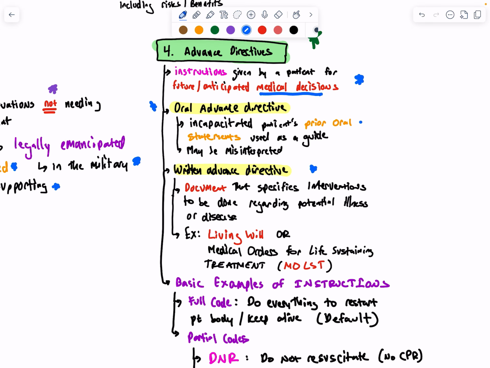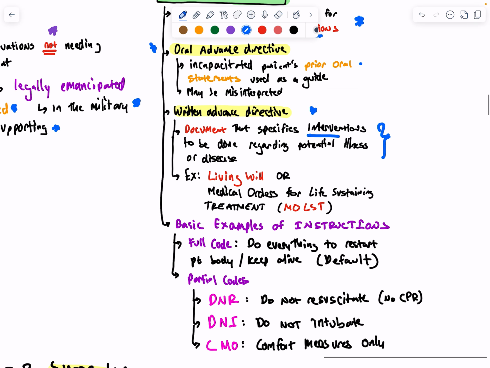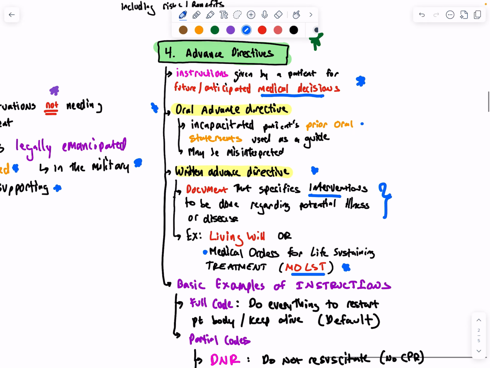Written advanced directives are documents that specify interventions to be done regarding potential illness or disease. For example, a living will is a written advanced directive, and then specific states have different documents. But an example of another written advanced directive is medical orders for life-sustaining treatment, also called MOLST. All right, other examples of advanced directives.